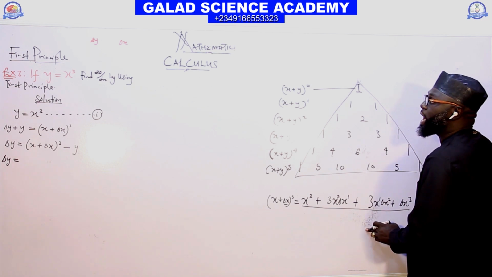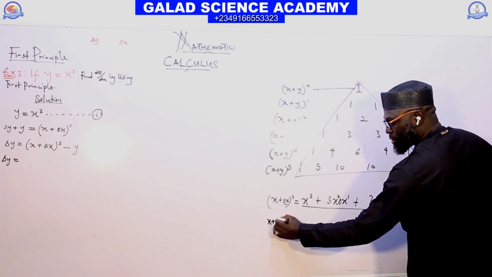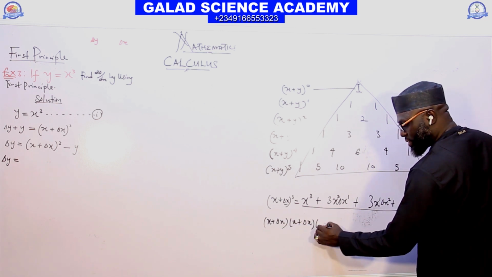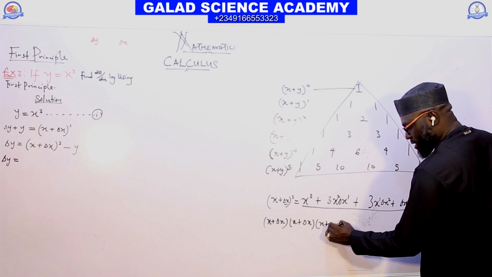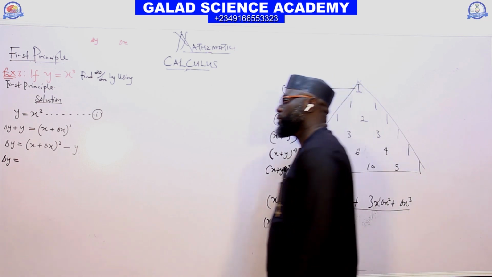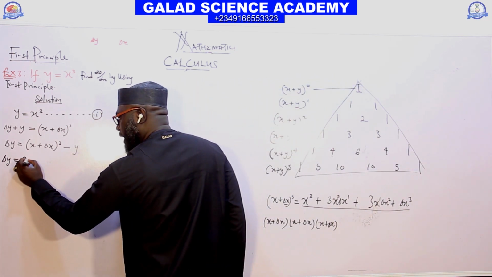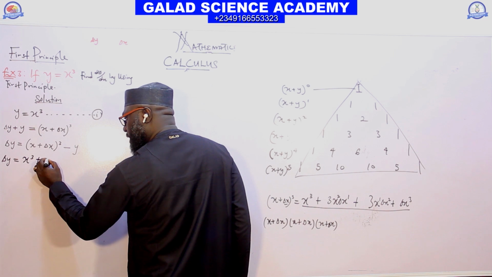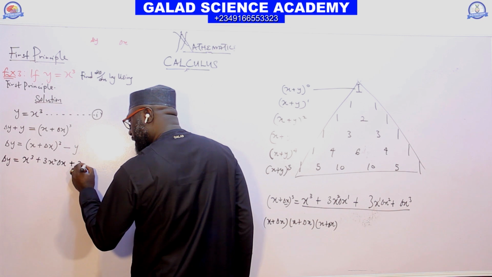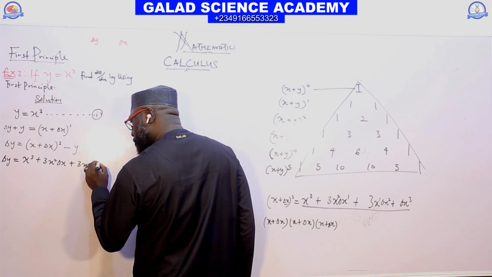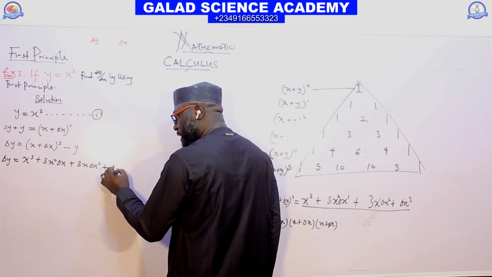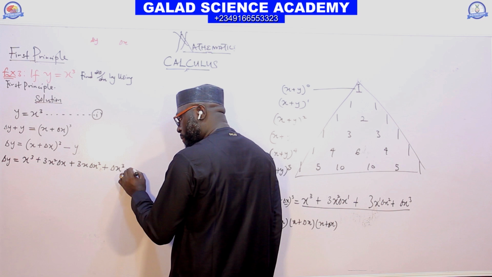But if you have to use normal expansion, then as x plus change in x, you write it three times and expand it. This one will take your time, so just use this short method. So you now have x cube plus 3x square change in x plus 3x change in x square plus change in x cube, minus y.